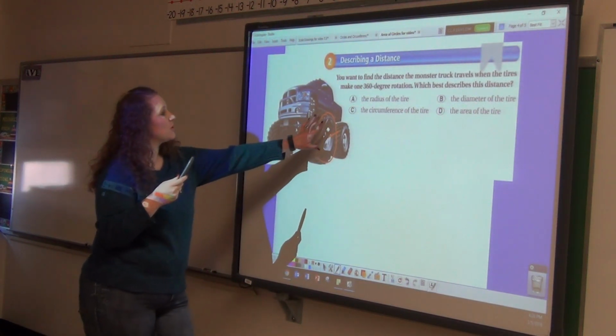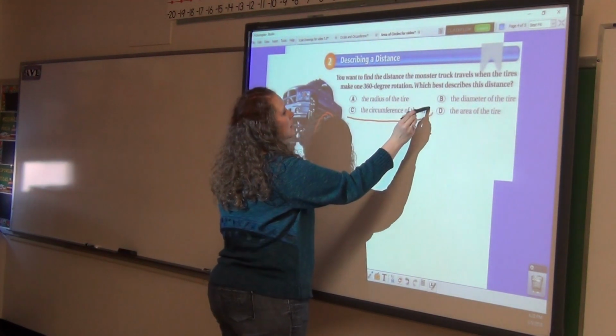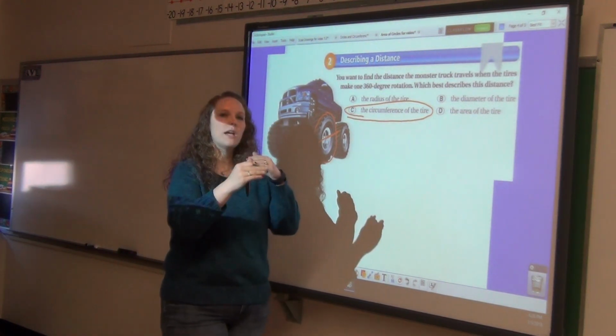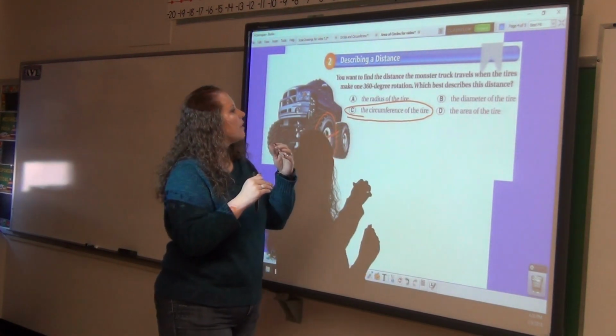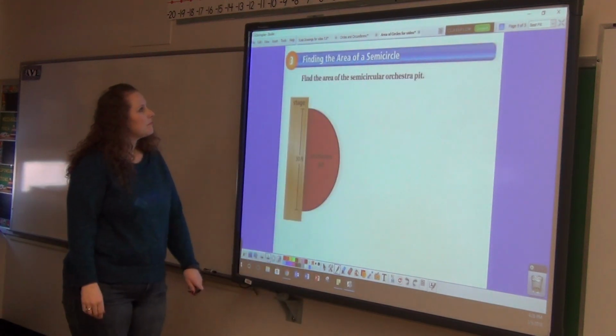The area is how much is actually covered here by the tire, but the circumference is how much we move. If your car moves one rotation of a tire, the distance is the circumference of the tire.